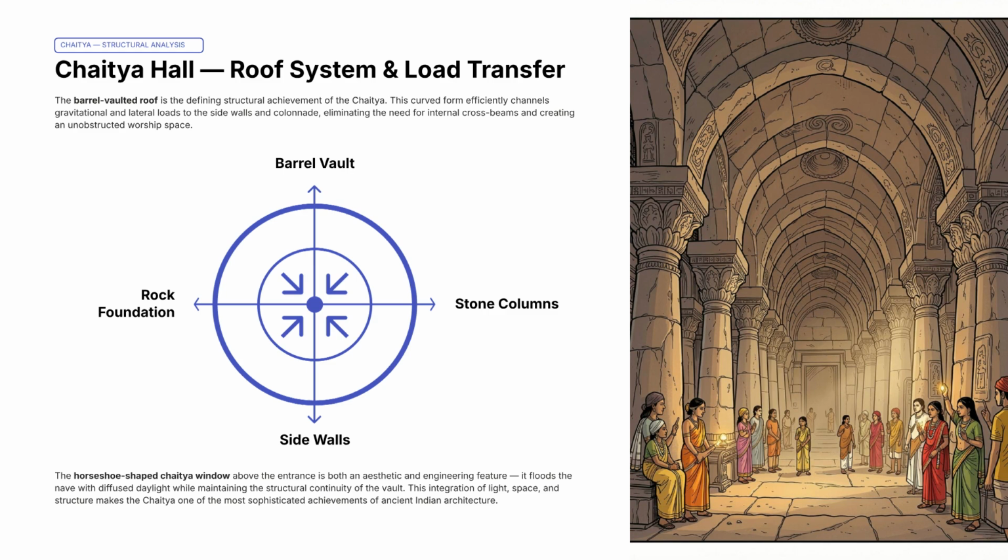The barrel-vaulted roof is the most important engineering feature of a Chaitya hall. Its curved shape distributes both vertical and lateral loads efficiently toward the sidewalls and supporting columns. This allows the hall to remain spacious without requiring additional internal supports. The rock-cut construction further enhances structural stability because the entire hall is carved from a single rock mass. The large horseshoe-shaped entrance window allows soft daylight to illuminate the interior while maintaining the strength of the roof. This integration of structure, lighting, and acoustics demonstrates the remarkable engineering skills of ancient Indian builders.